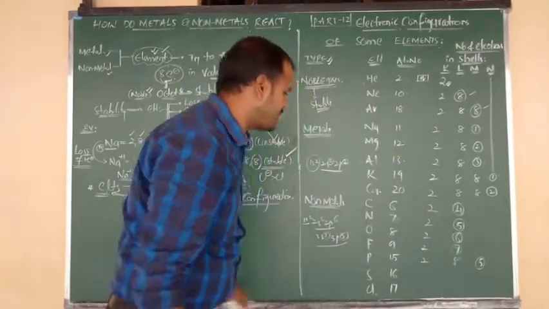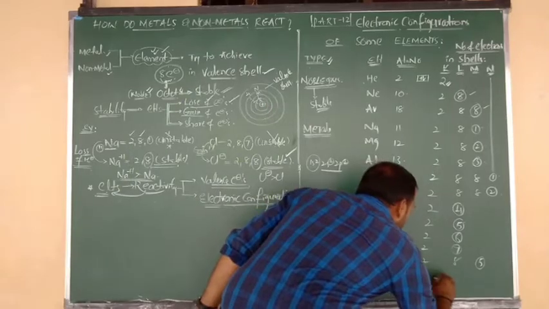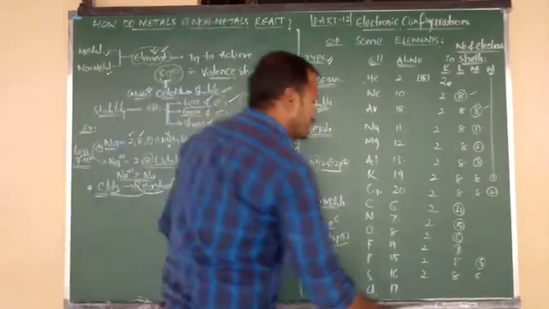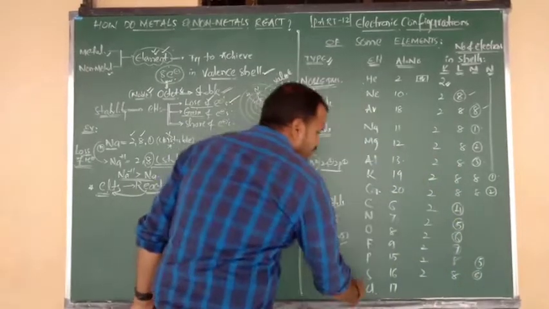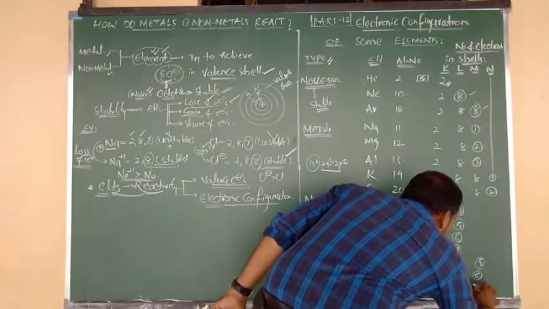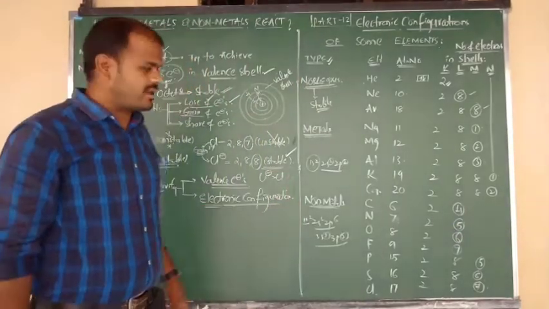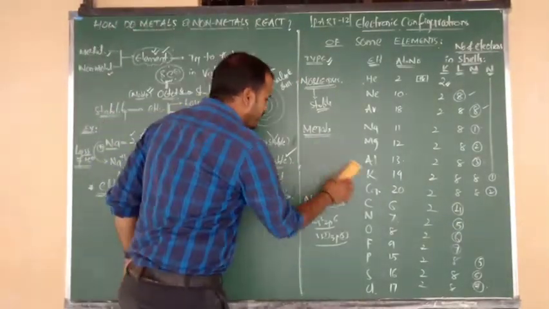And one more is nothing but sulfur. Total 16 will be there: 2, 8, 6. So the balance electrons are 6. And chlorine is nothing but 2, 8, 7. Again the outermost is 6. Total 17 electrons over now. Good. Now listen carefully.